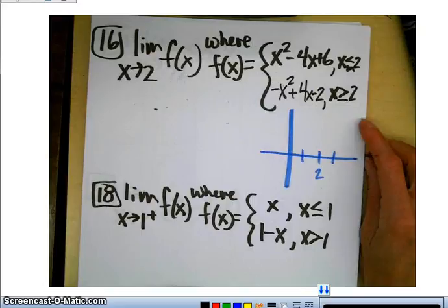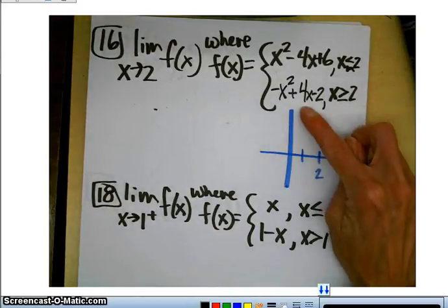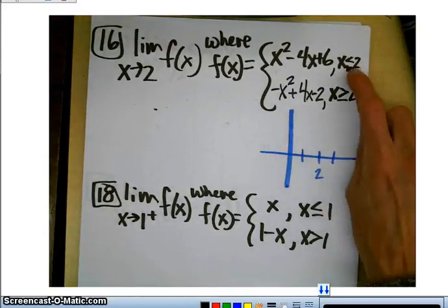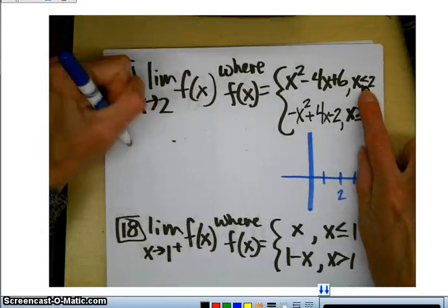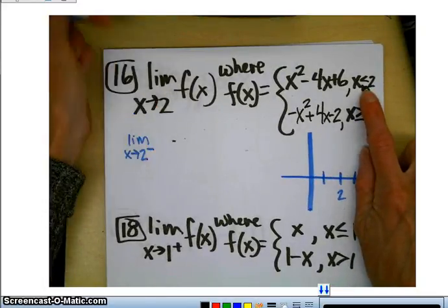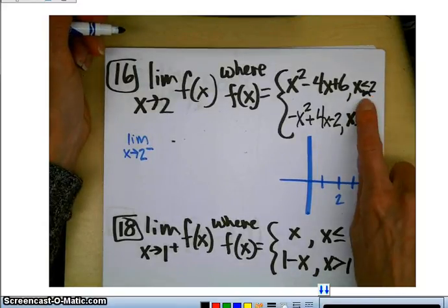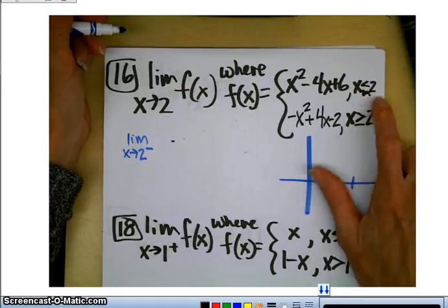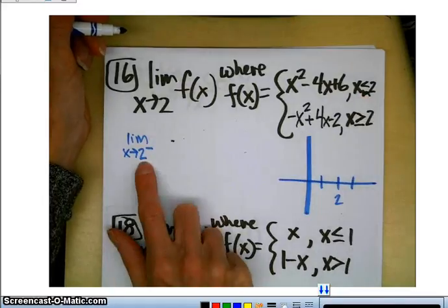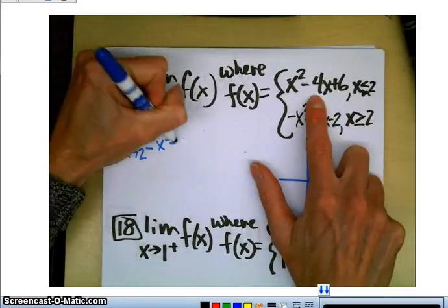And all you have to do to decide whether or not they meet is put 2 in here and 2 in here. The limit as x goes to 2 from the left of this function, we'll be putting into the one where it's less than 2. That's just a less than, I scribbled out the or equal to. So less than 2 means the same as that. So I would put the 2 into this function from the negative.